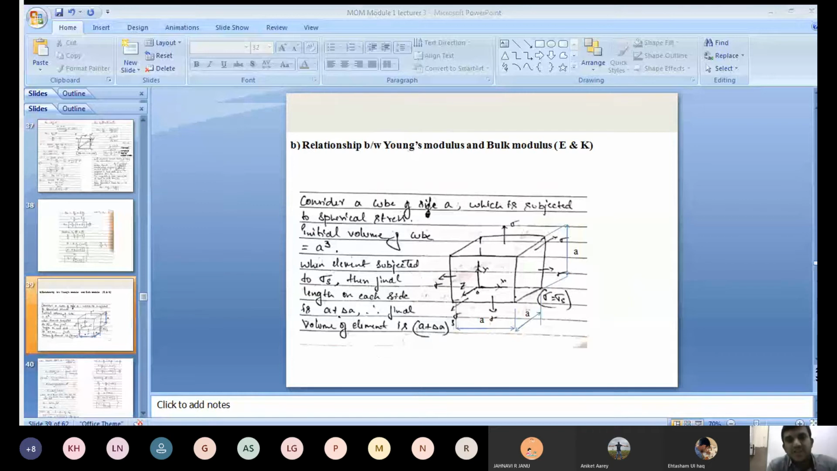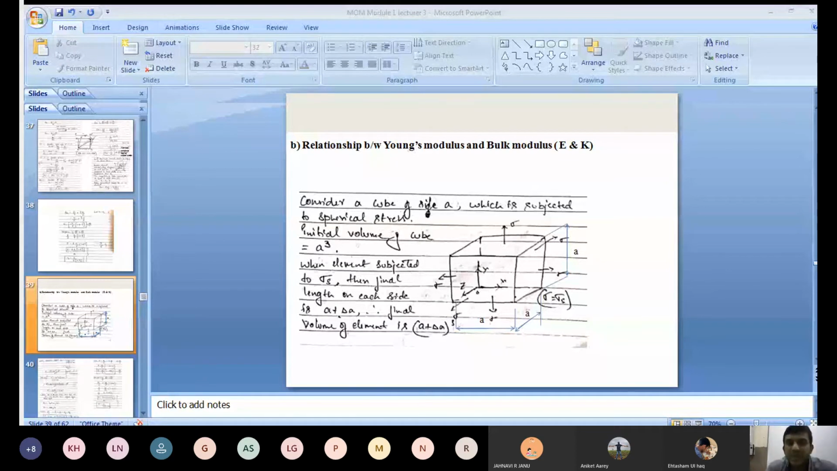Okay, next one is the relationship between Young's modulus and bulk modulus. Again, this derivation is in your syllabus. You should remember this one. Directly they will not give the relationship between Young's modulus and bulk modulus. They give volumetric strain and volumetric stress. Those two terms will come in this derivation.